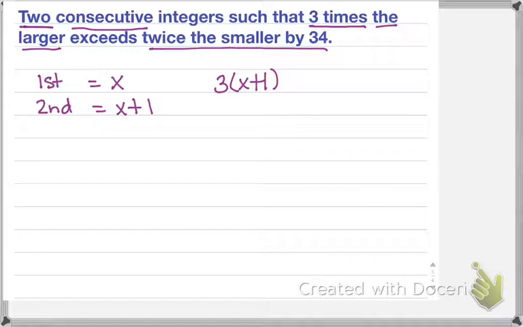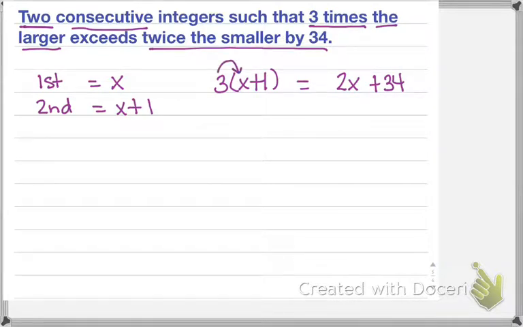Well, let's think about what the smaller is and twice that. Twice the smaller is going to be 2x, and then it exceeds it. It's already bigger by 34. So we have to make the other side be equal. So we have to add 34 over here. Now this is our equation.